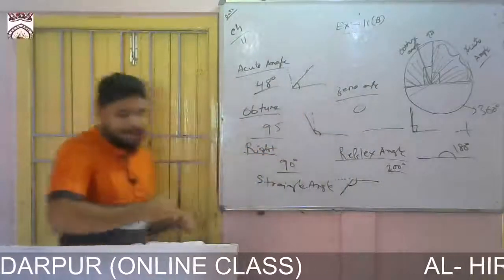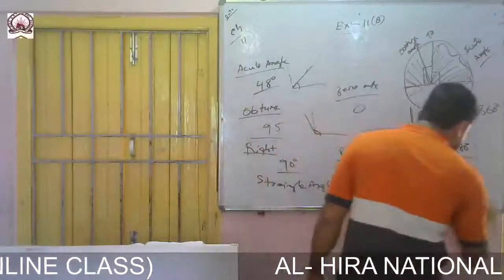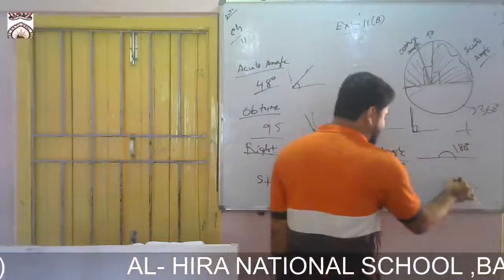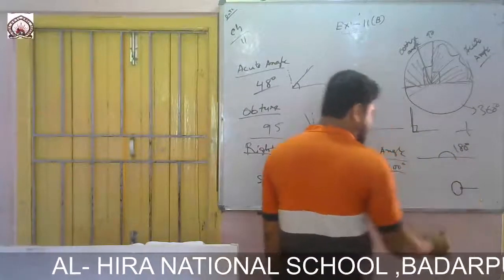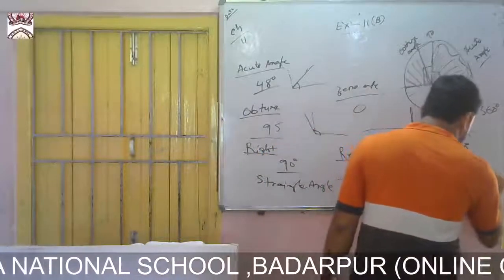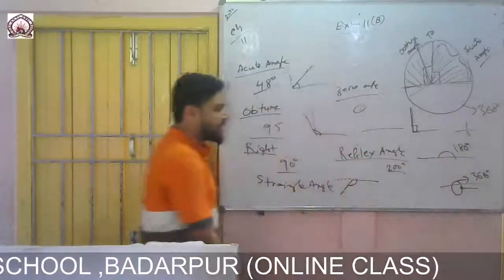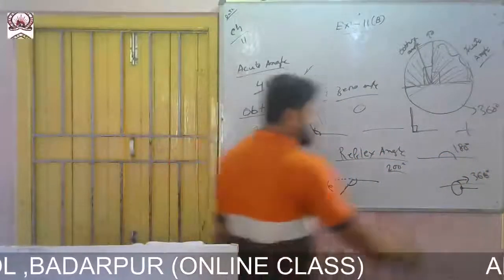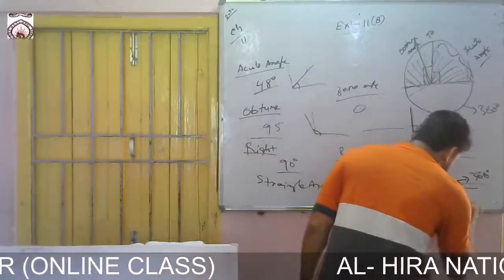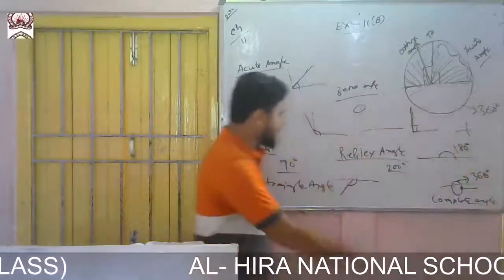Now what is a complete angle? Suppose this is a line. If I start moving from there and again come back to the same place, that means I have completed one rotation. So a complete angle is 360 degrees, as we have done in the clock problems. One complete rotation is 360 degrees. That is a complete angle.